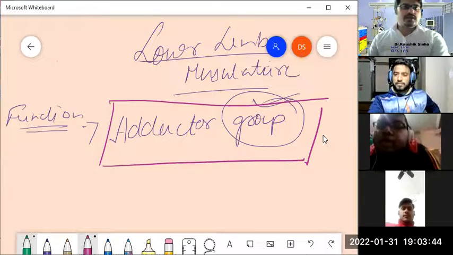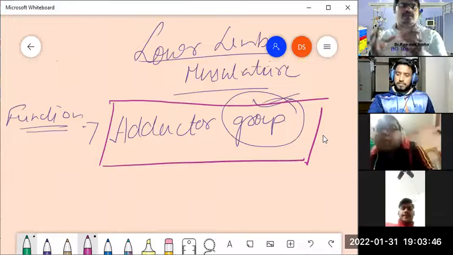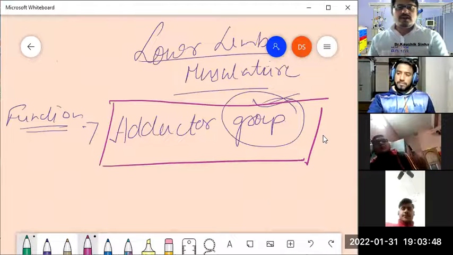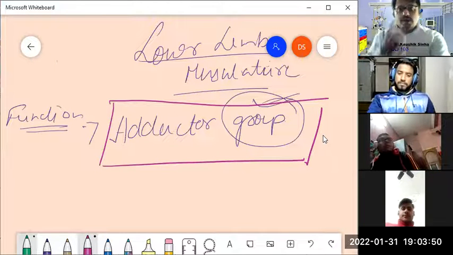Collection. Collection of more than one thing is known as the group. Right. So here I am referring to a collection of muscles.